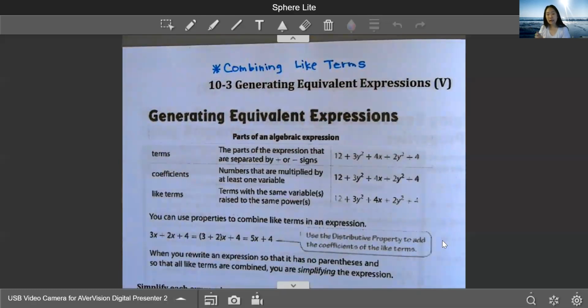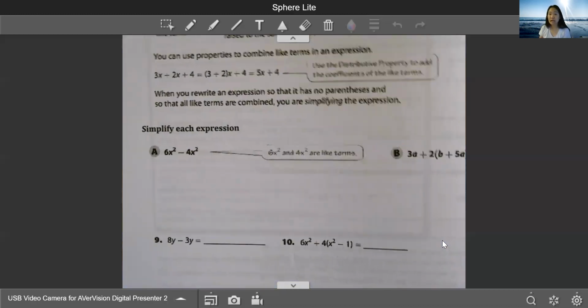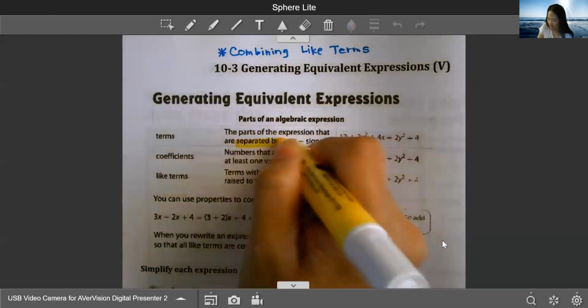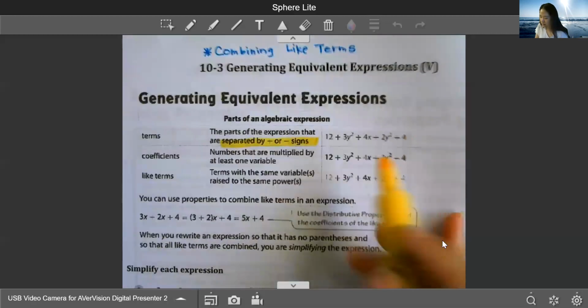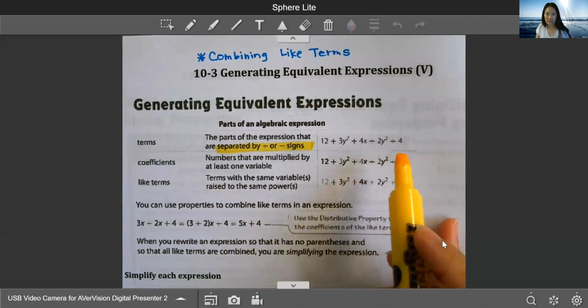Okay, now, before I teach you how to actually combine the like terms, I need to talk about some of the definitions, such as terms. What are terms? We already know what coefficients are, and then also what are like terms, because like terms is very important. Okay, so first, talking about terms. Terms are parts of the expression that are separated by plus or minus signs. If you look at this very long algebraic expression, you have some plus signs. Unfortunately, it doesn't have any minus signs, but that's okay.